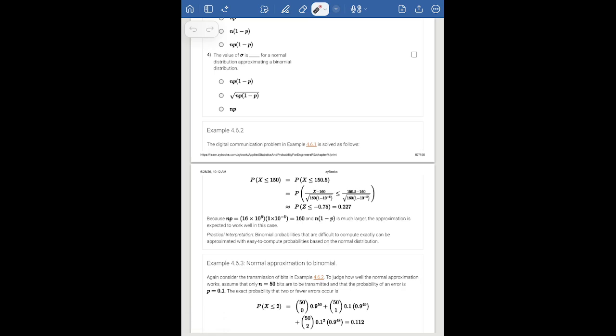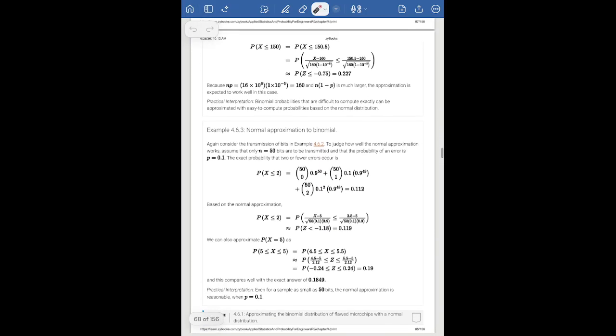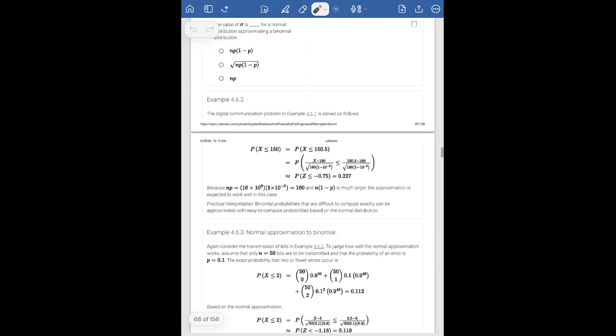Here's another. We effectively take the n times the p. It gets the average, and then you get your standard deviation, using the same formulas. What's the other variance?